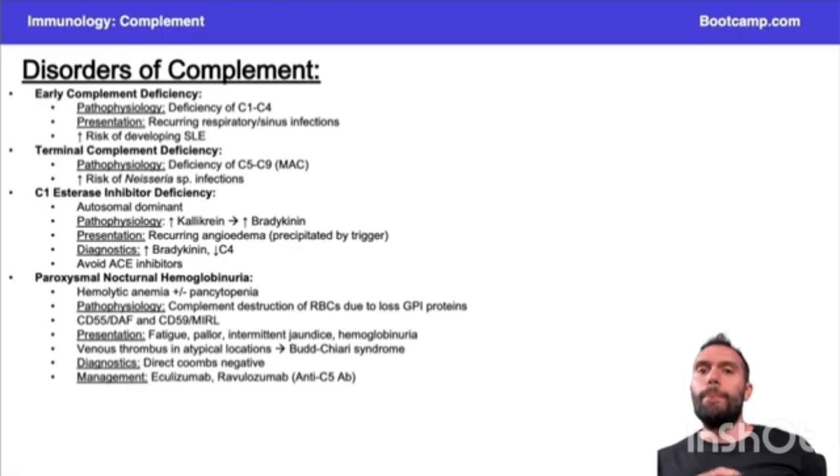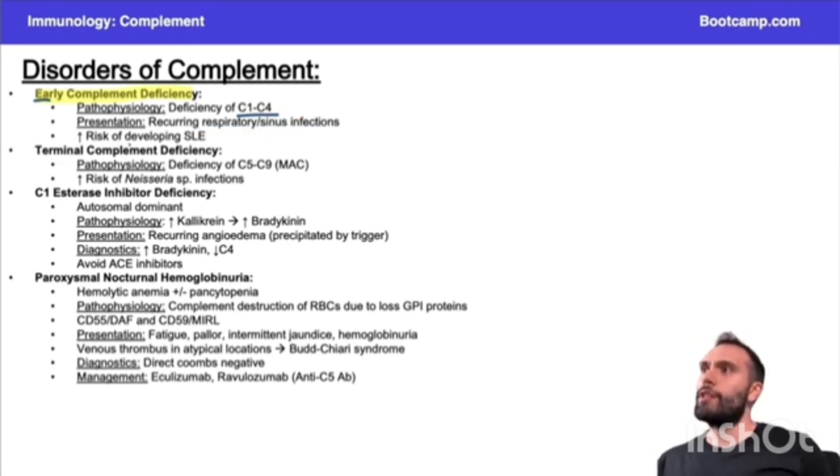All right, so let's put together everything that we've been talking about to go over some of the disorders of complement. Probably the least high yield of the four on here is going to be this early complement deficiency. It's just like the name says, it's early, right? So it's in the first few stages. So you have some deficiency. It could be C1, C2, C3, C4. It's pretty nonspecific. But in general, if you had a deficiency of these early complement factors, the patients are more likely to have respiratory and sinus infections in particular.